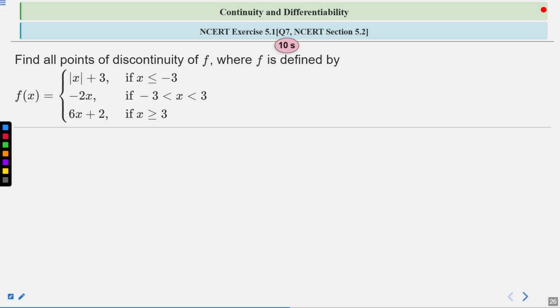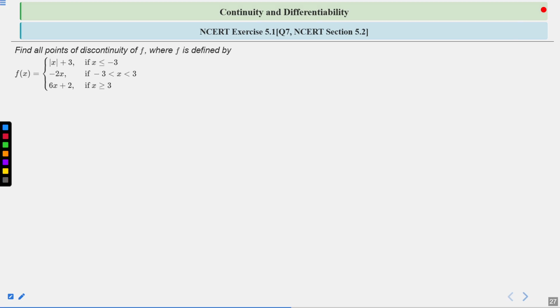You have 10 seconds to solve or think about this question. After that, we will move to the solution part. Okay, let's move to the solution part.